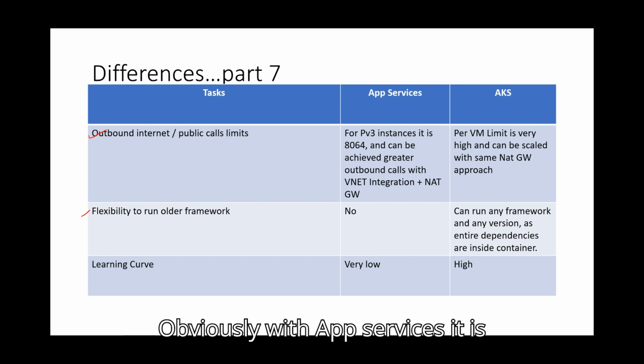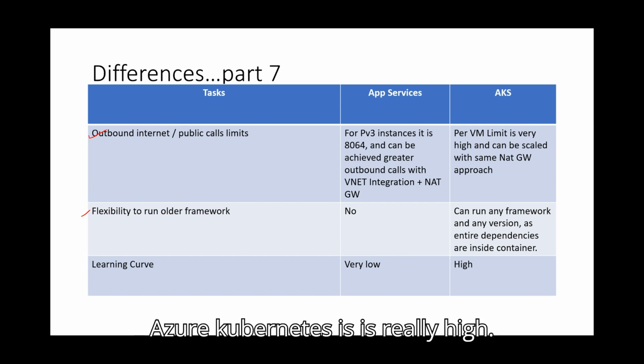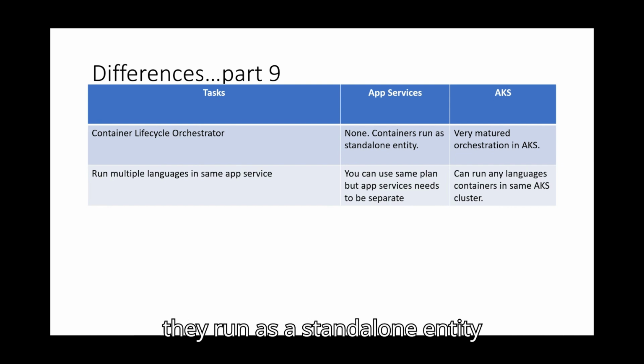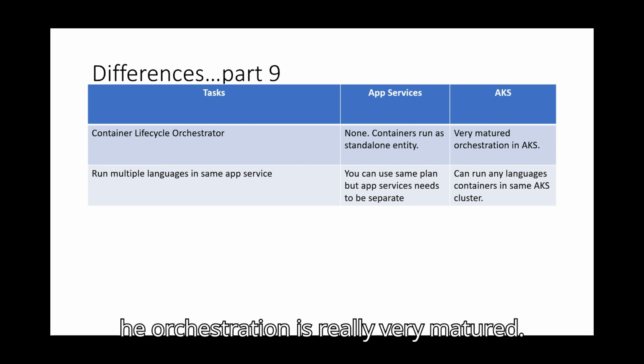Learning curve: obviously with app services it's very low, but based on the current discussion you have heard from me, definitely the learning curve for Azure Kubernetes is really high. Container lifecycle orchestration: when you run app services with containers, they run as a standalone entity, and they might use Docker Compose behind the scenes. There is no orchestration in app service for containers. In case of Azure Kubernetes, the orchestration is very mature.